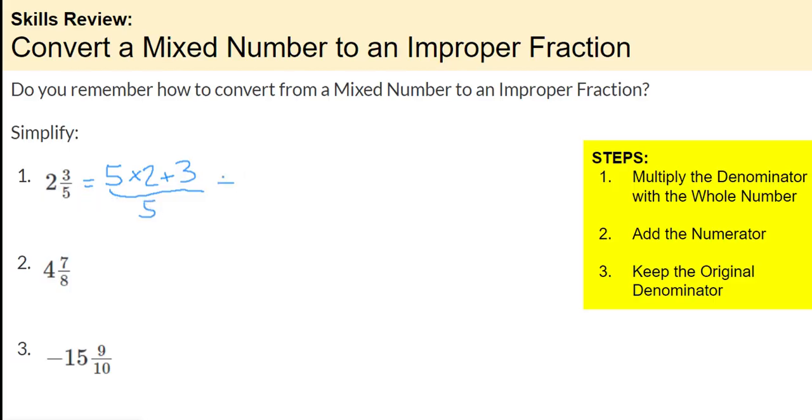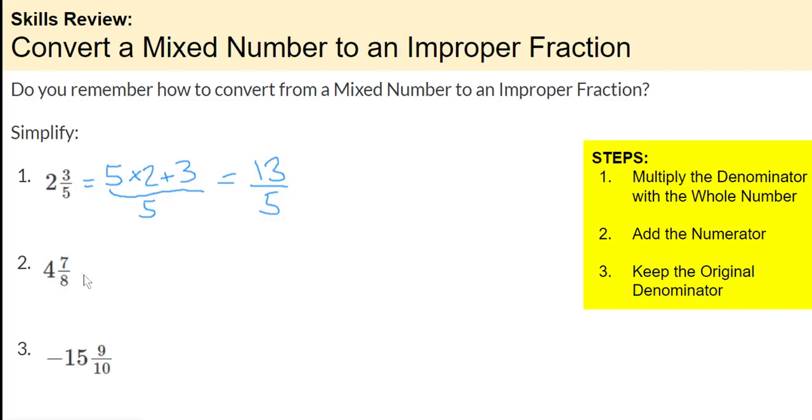So let's solve this. 5 times 2 plus 3, 5 times 2 is 10, plus 3 is 13. So 13 over 5 is the same thing as 2 3/5, right? We don't like the way that looks because I can't really picture that being 2 and something, but we're going to need it when we multiply. All right, so try this out by yourselves. 4 7/8 and -15 9/10. What are those as improper fractions? Change the mixed numbers to improper fractions. Pause the video, try it yourself, then we'll review.